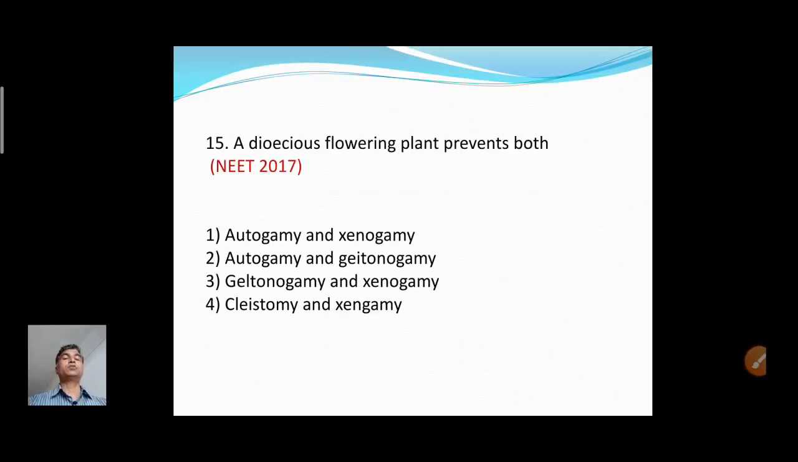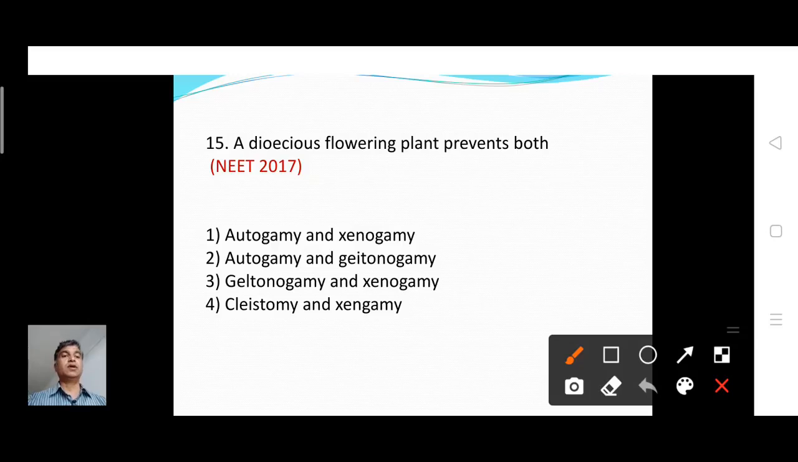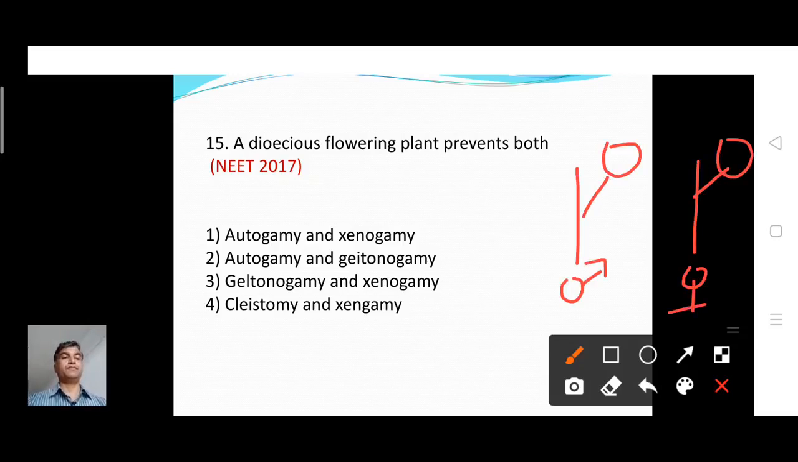Now, question number 15. In a dioecious flowering plant, prevent both. Yes, again it is related to the sexuality of the organism. Dioecious means this is one plant and this is another plant, and this is considered a male one and this is a female. If the male and female reproductive organs are present in two different organisms, then it is called the dioecious plant. They prevent, means in that one they will not occur.